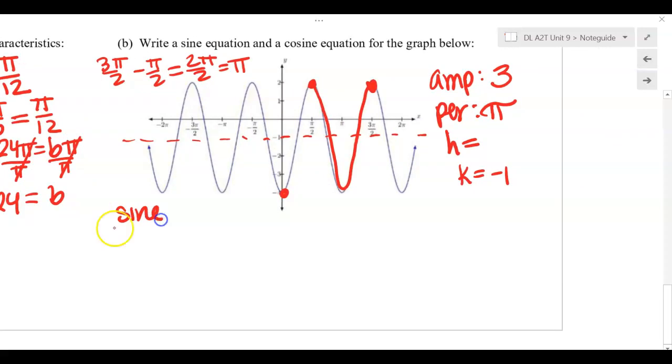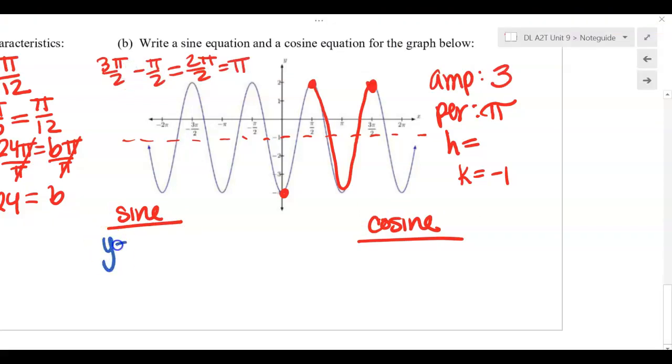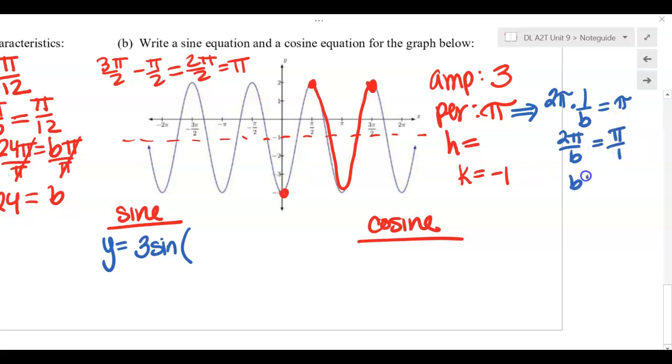If I'm writing a sine equation versus if I'm writing a cosine equation, for my sine equation, I see the amplitude is 3. I then write the word sine. For the b value, if the period is pi, remember what you have to think. 2 pi was horizontally stretched or compressed to produce a period of pi. And then you can solve to see what b is. And b should be 2. So the b value there is 2.